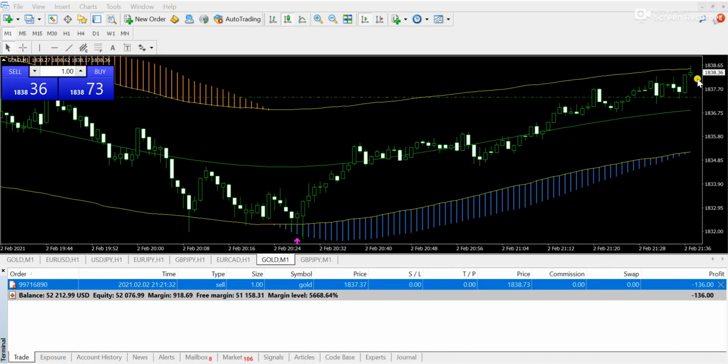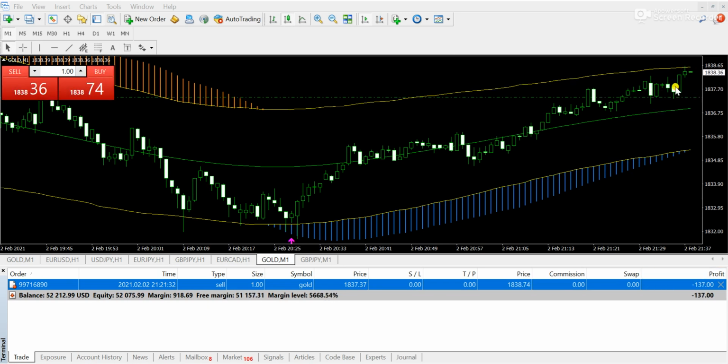So guys, we are going to do another scalping on gold. Right now I have triggered one trade on gold, that is a sell with a one lot size, and currently it's in loss. So basically I triggered the trade a bit early.